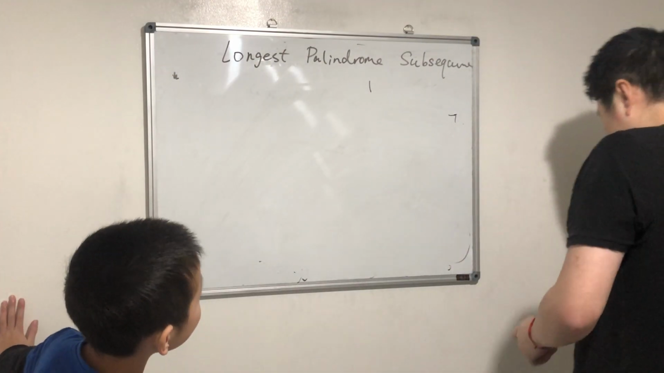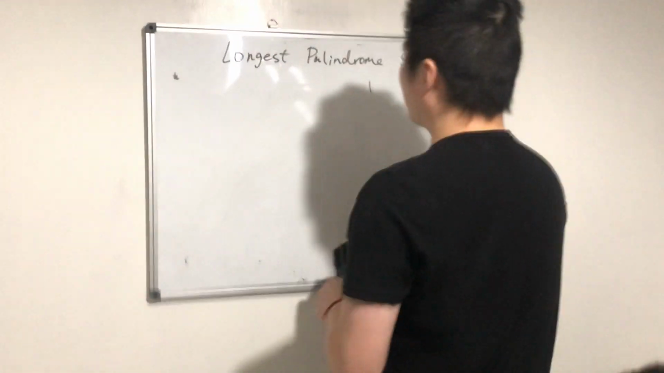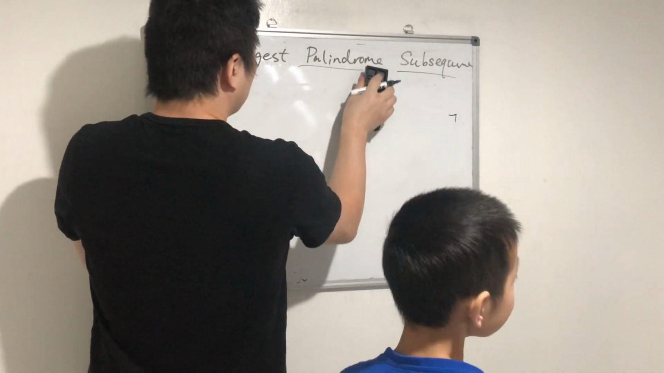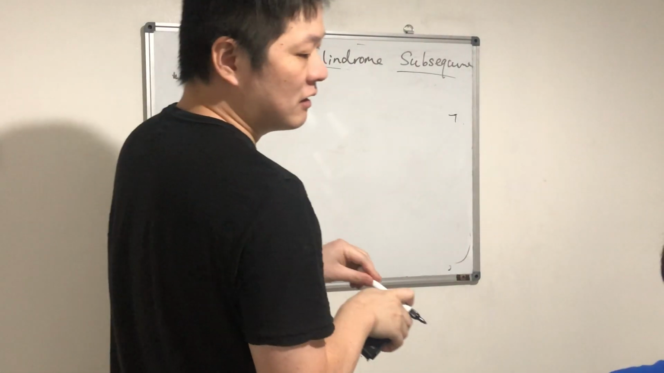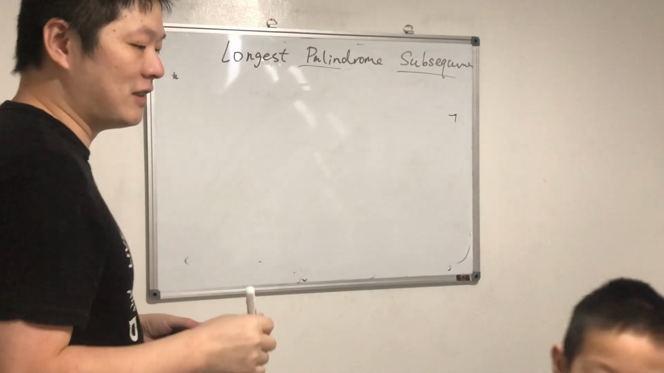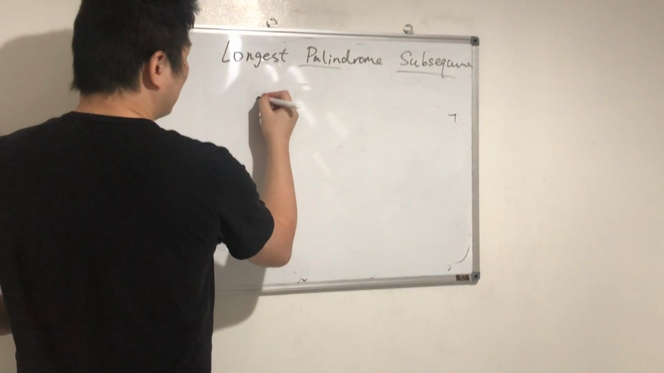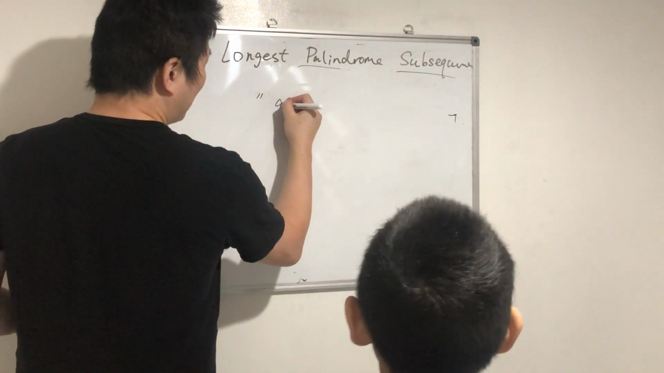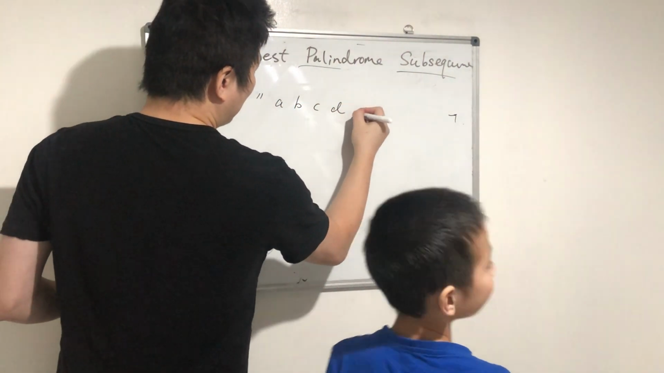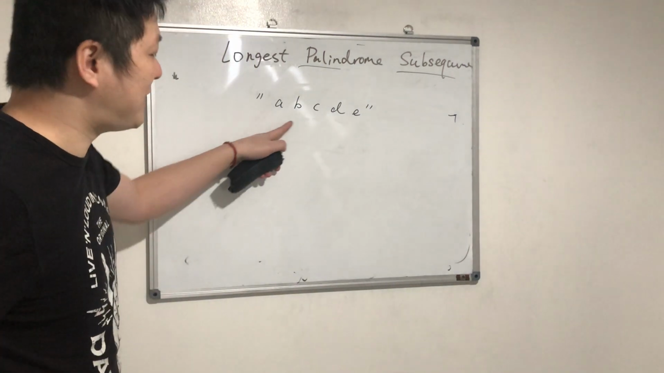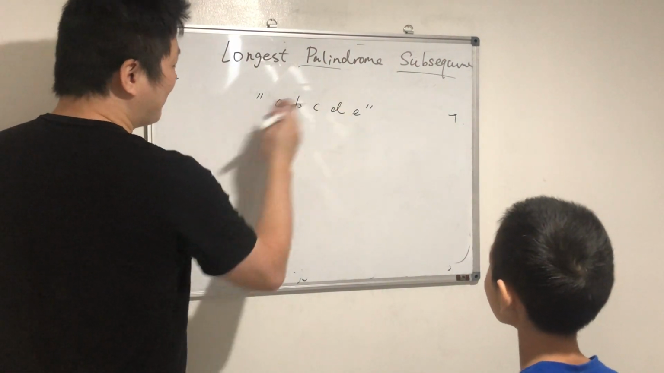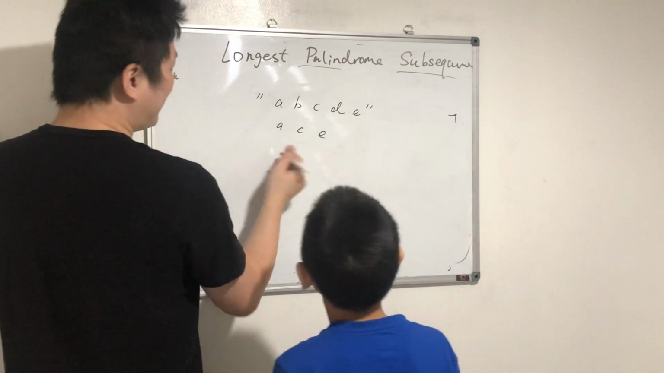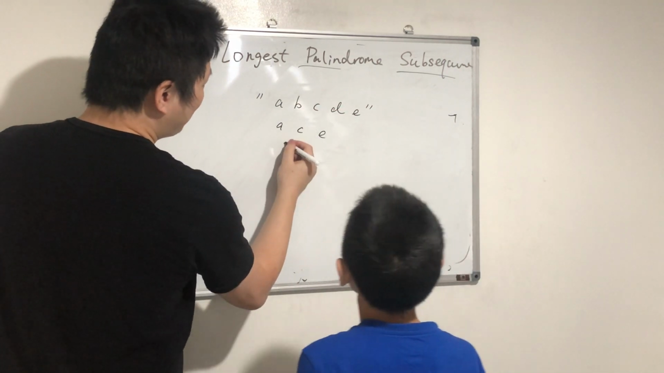Okay, this is useful. Okay, so what's a subsequence? You know the palindrome. What's a subsequence? A subsequence is a sequence that can be derived from another sequence by deleting some or no elements without changing the order of the remaining elements. Well done. So A, B, C, D, E is a sequence, and you can delete any of them. So it could be A, C, E. You can delete B and D, or you can delete B, C, D, then it becomes A.